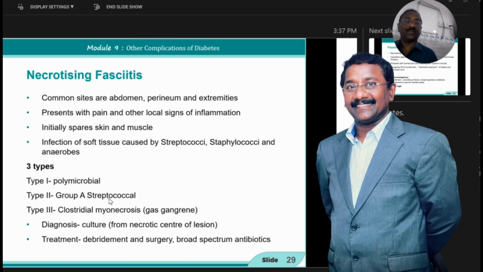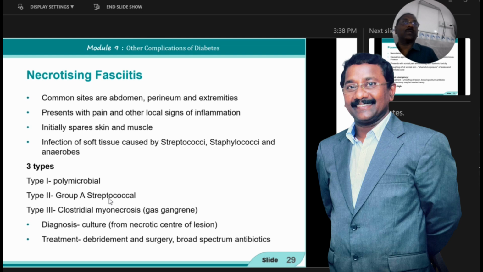Now necrotizing fasciitis. Common sites are the abdomen, perineum and extremities. Presents with pain and other local signs of inflammation. Initially spares the skin and the muscle. Infection of the soft tissues caused by streptococci, staphylococci and anaerobes. Three types: type 1 is polymicrobial, type 2 group A streptococci, type 3 clostridial myonecrosis, gas gangrene. Diagnosis is by culture from the necrotic center of the lesion, and treatment is debridement surgery and broad spectrum antibiotics.